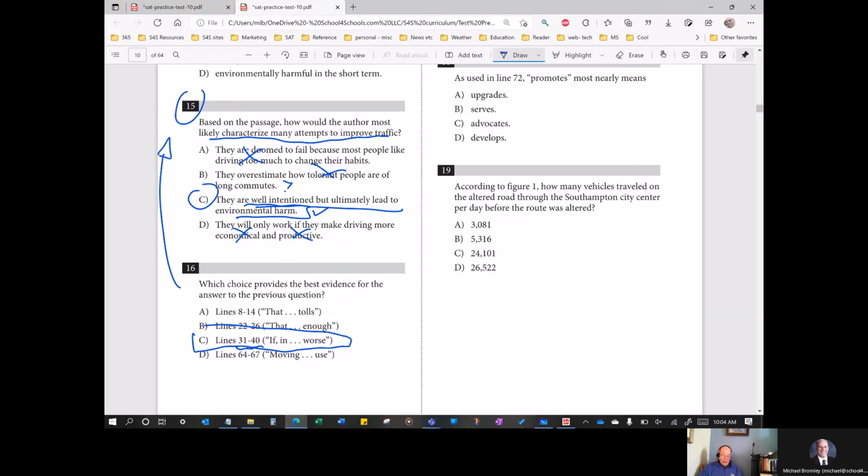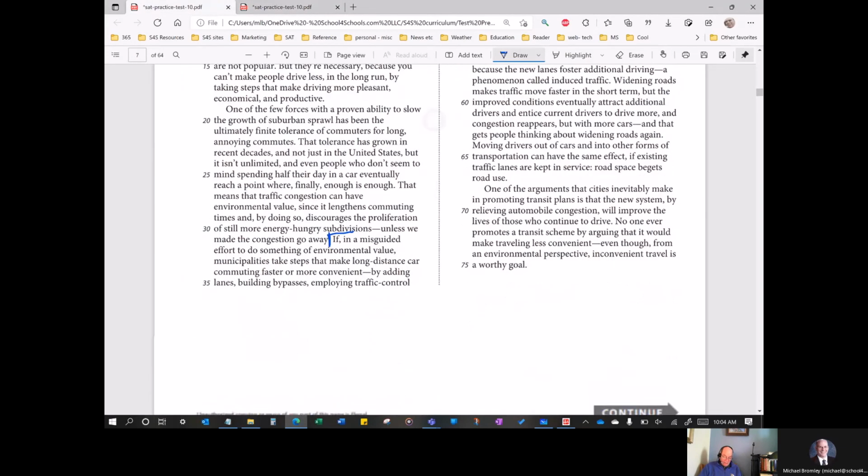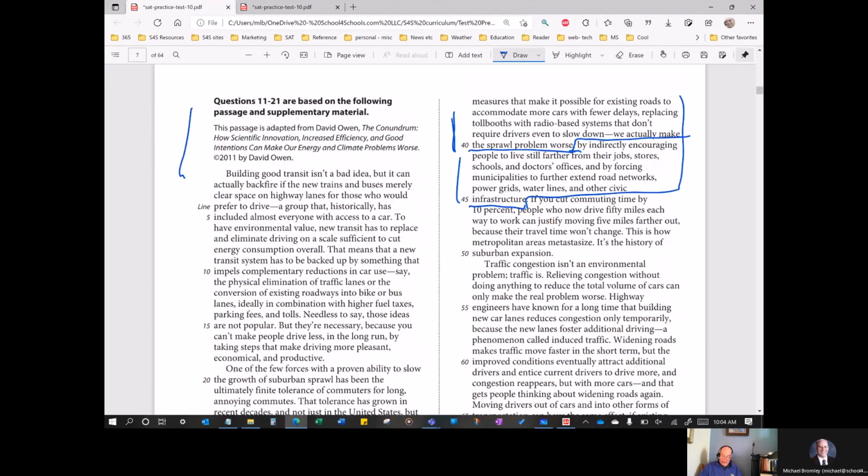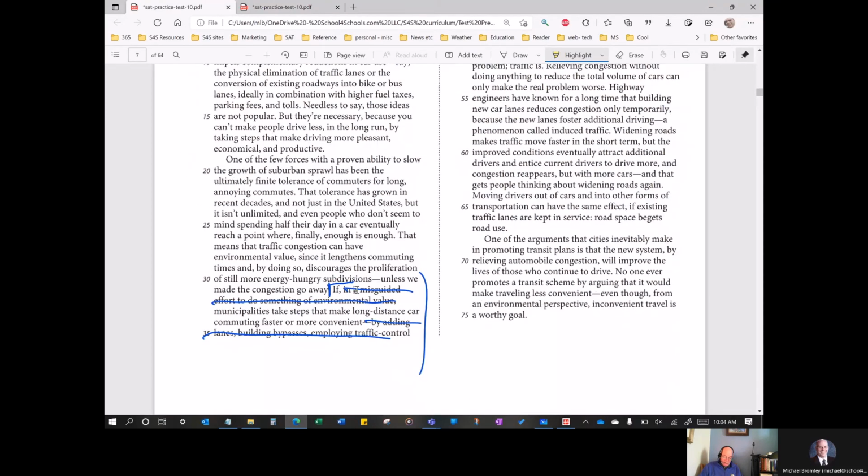All right, so this is a very complex sentence, and we look at it and go, ugh, our eyes roll in the back of the head. If we break it down, get rid of this parenthetical phrase, get rid of this parenthetical phrase, this is how you can see it in the text itself. We have our actual sentence here: we actually make the sprawl problem worse, and we start with our subordinate clause, if municipalities make long-distance car commuting faster and more convenient. I hope that's a useful exercise for you.